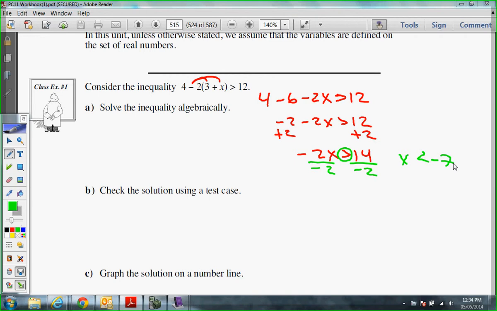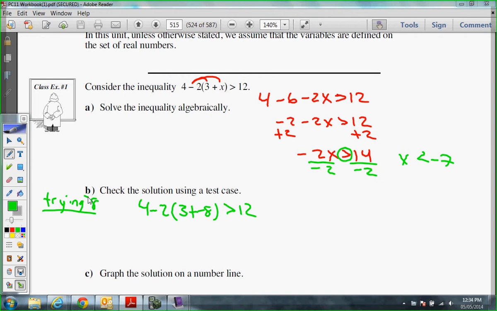When it says a test case in your book, your questions and your homework, all it wants you to do is find or try an answer within your restrictions. So you're saying everything less than negative 7. So Josh, what's something less than negative 7? Negative 8. So I'm going to try negative 8. I'm going to put negative 8 in, and it should be a true statement. So negative 2 times 3 plus a negative 8 greater than 12. Negative 8, sorry.